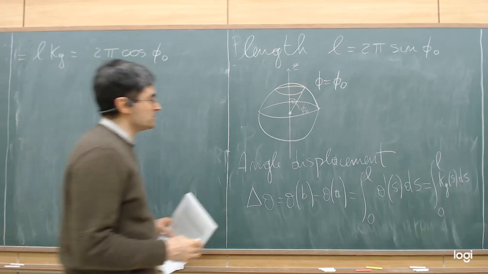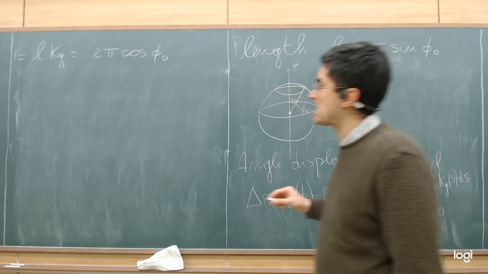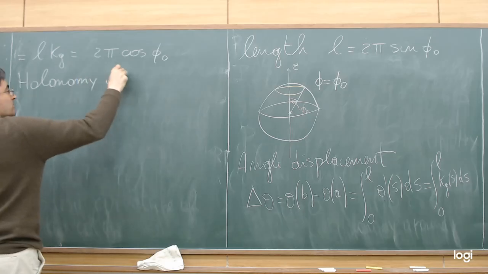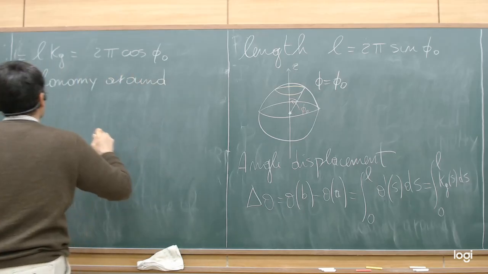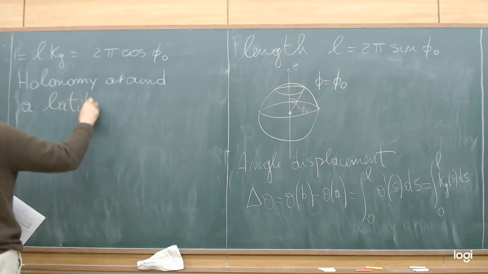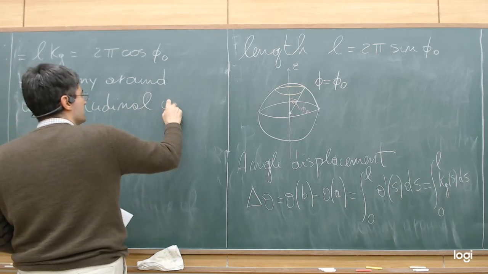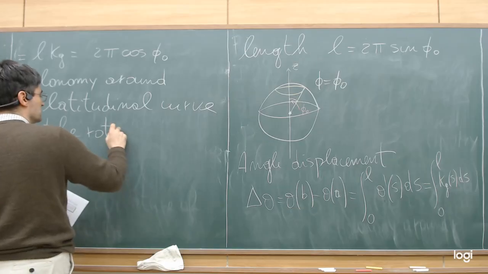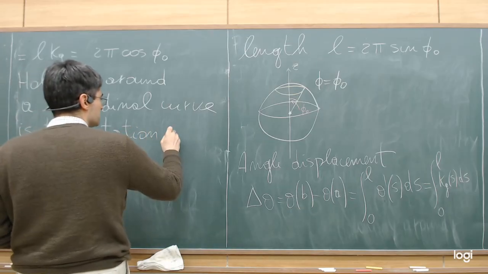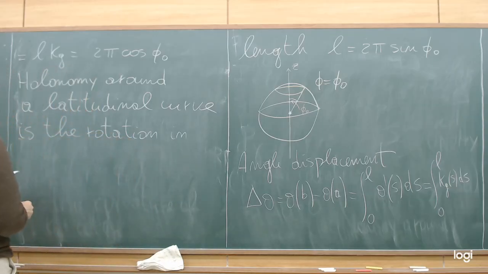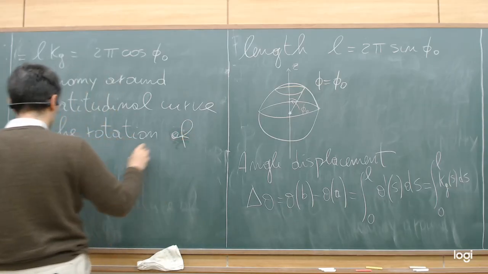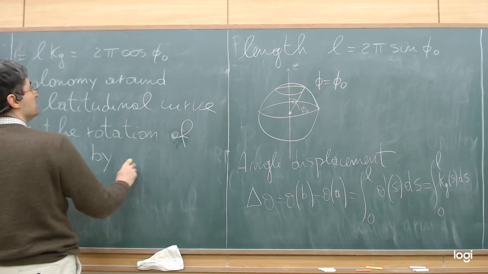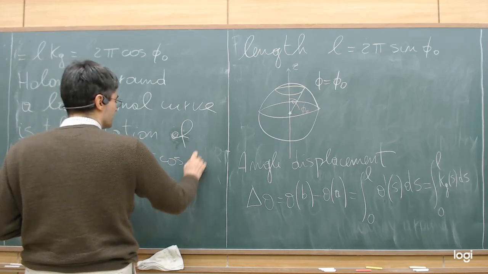So this means that the holonomy around a latitudinal curve is the rotation of the tangent space by 2 pi cosinus of phi 0.